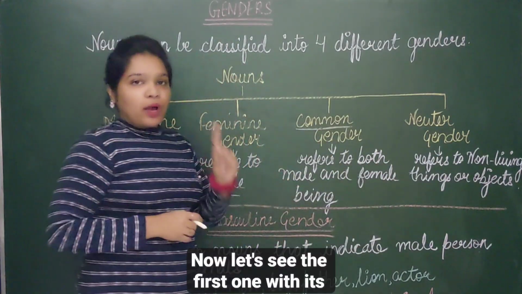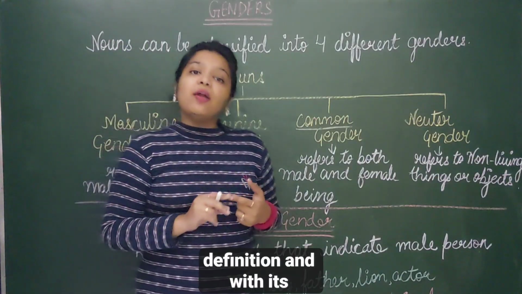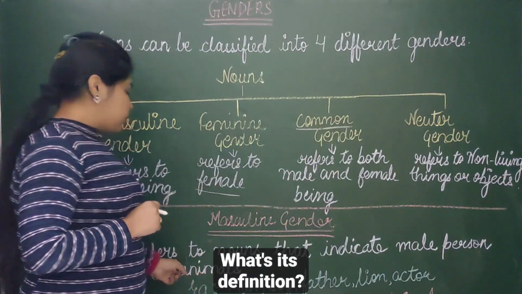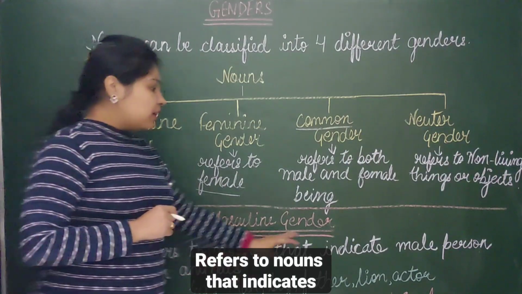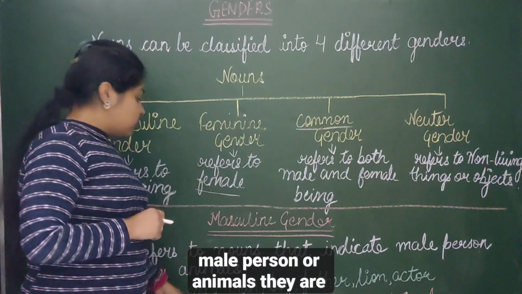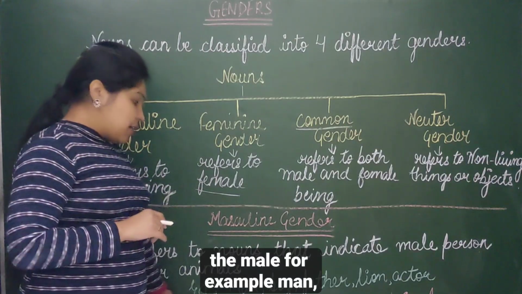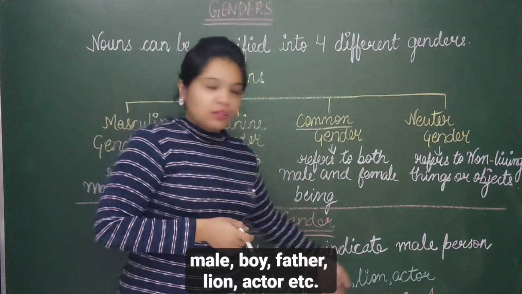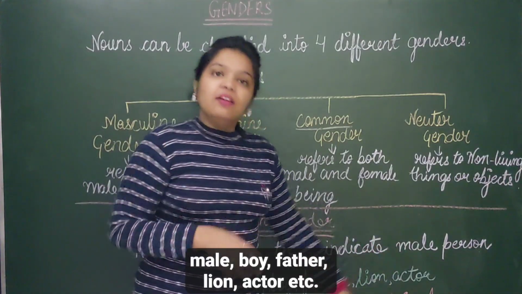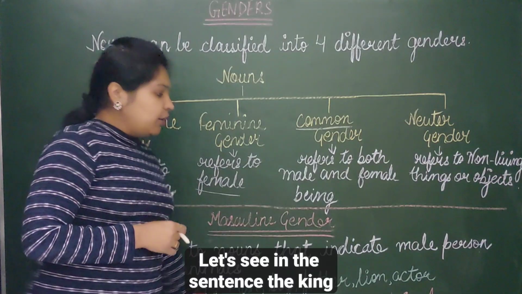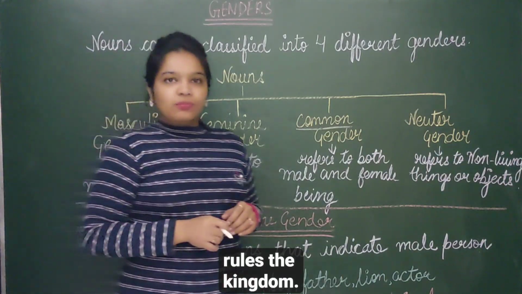Now let's see the first one with its definition and with its examples. What's its definition? Refers to nouns that indicates male person or animals. They are the male. For example, man, male, boy, father, lion, actor, etc. Let's see in a sentence. The king rules the kingdom.